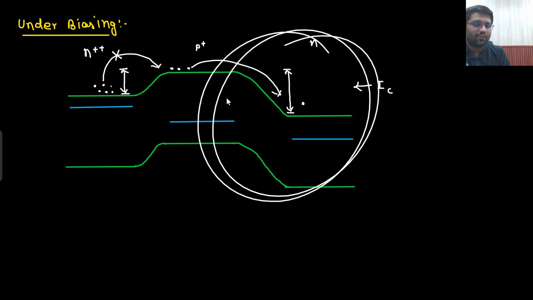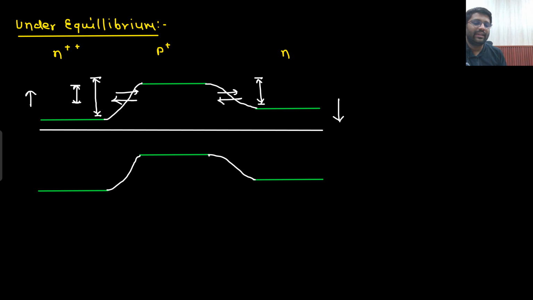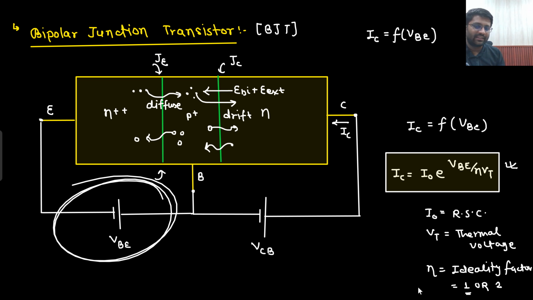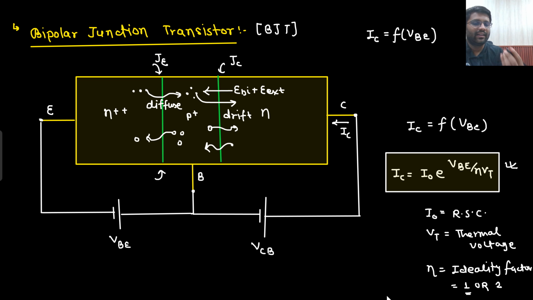Only some reverse bias current would flow. Basically, it would simply act as a PN junction under reverse bias if this guy was not there. It is simply your PN junction under reverse bias, and in reverse bias the current would be very less and IC would be nearly zero. But because of this VBE, a lot of electrons are coming here and they are being swept away. Because of that, a good amount of current is coming. So you can directly see that this IC is directly depending on this VBE.